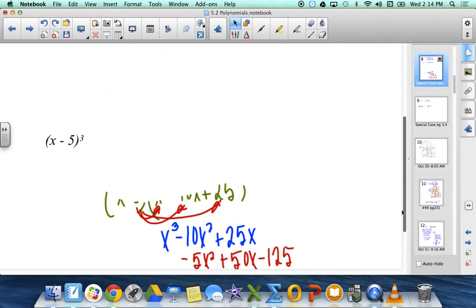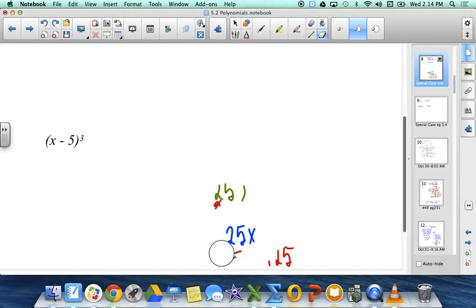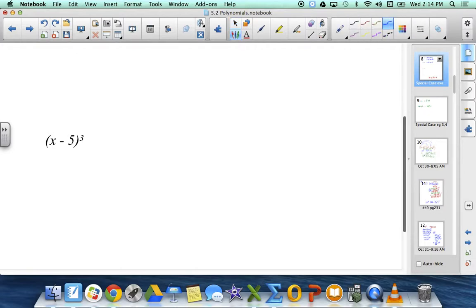That takes me to a problem that looks like this, and I told the other class that I will probably take off double on a test. So if the problem's worth 5 points, I'll take off 10 if you miss it. So what does that mean, x minus 5 cubed? That means for you to write it down 3 times. x minus 5 times x minus 5 times x minus 5.